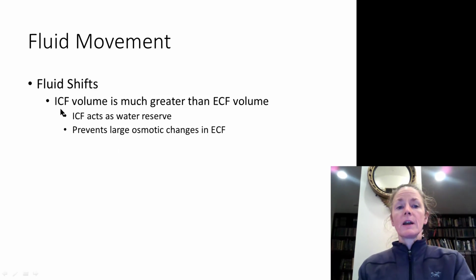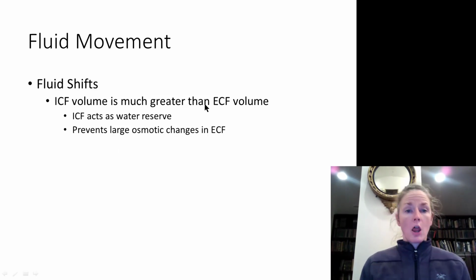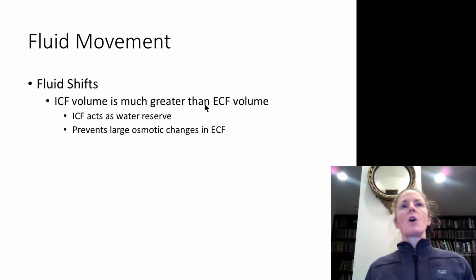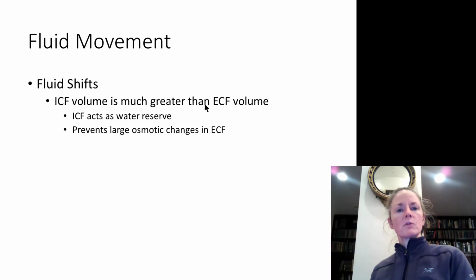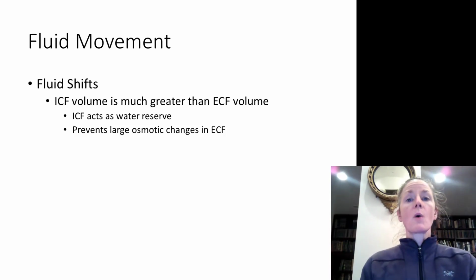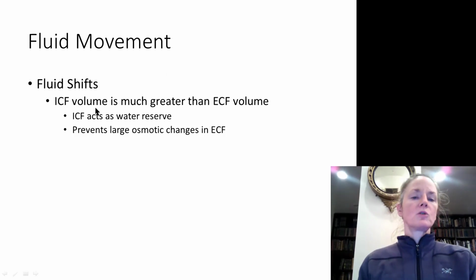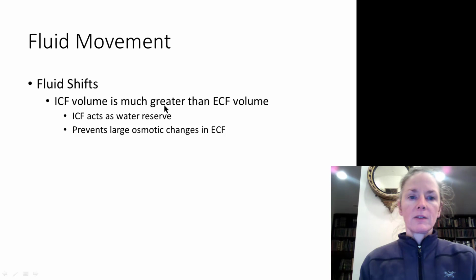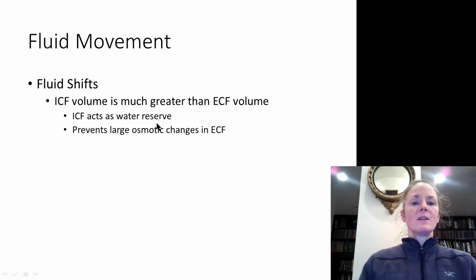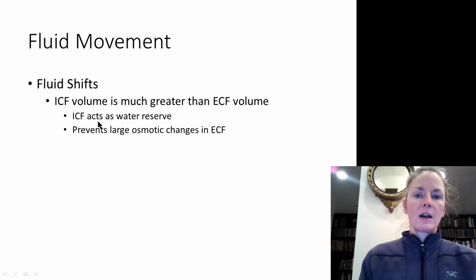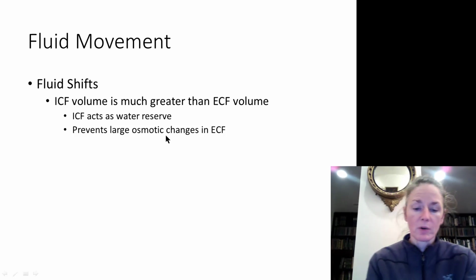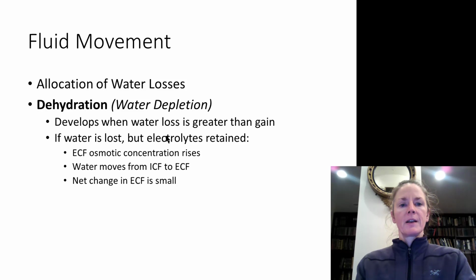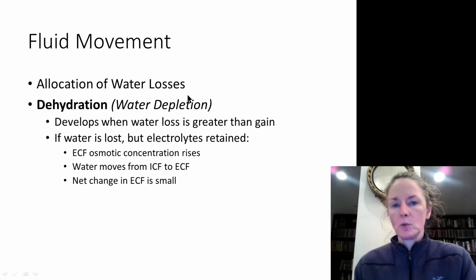All right, so typically, as we know, the intracellular fluid is a lot more than the extracellular fluid because, going back to our 60-40-20 rule, 40% of that body weight water is going to be retained within the cells, and the other 20% is in the extracellular volume. So our intracellular fluid is going to be this massive water reserve. And that's going to prevent a large osmotic change in the extracellular fluid, which, if it happened very suddenly, could kill us.